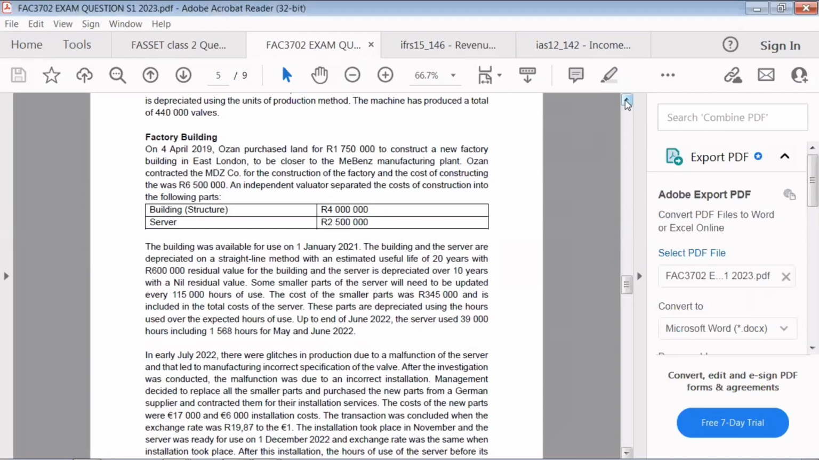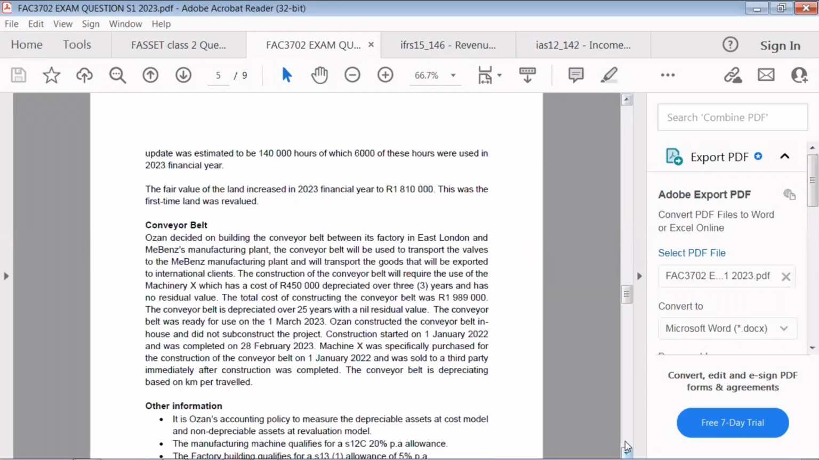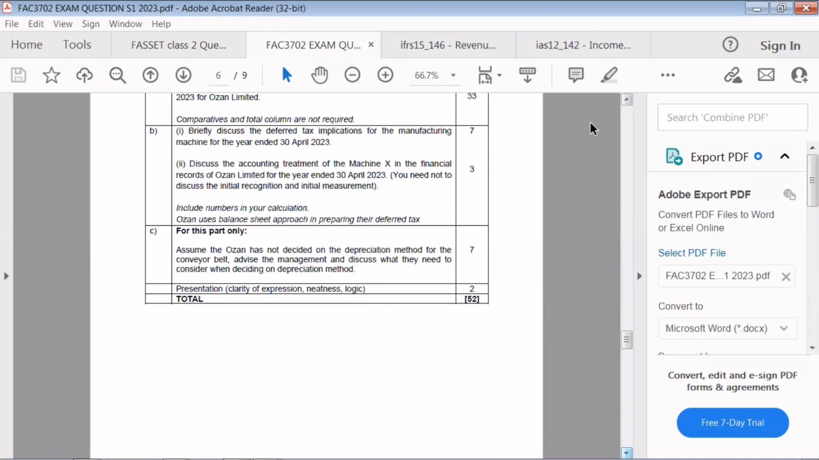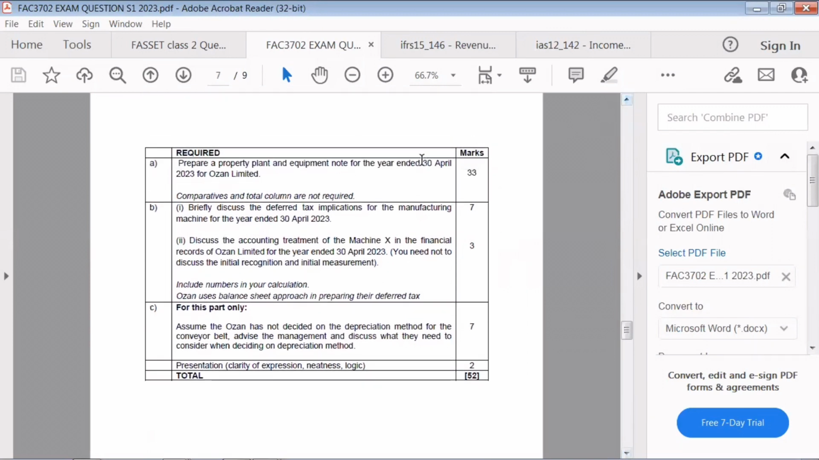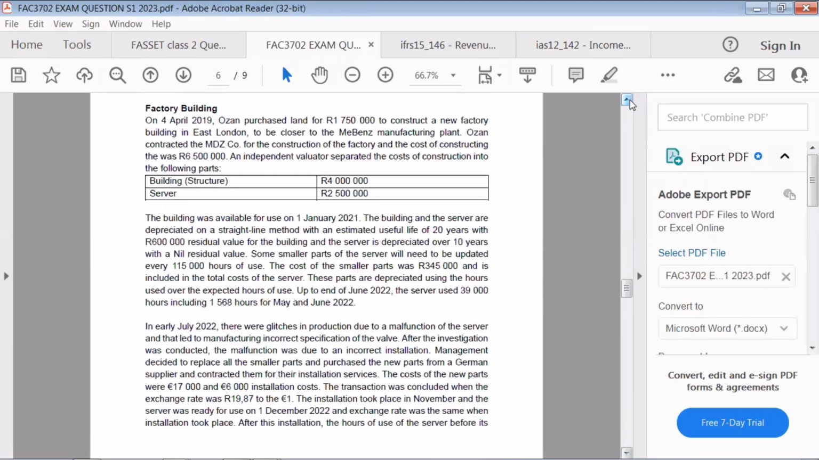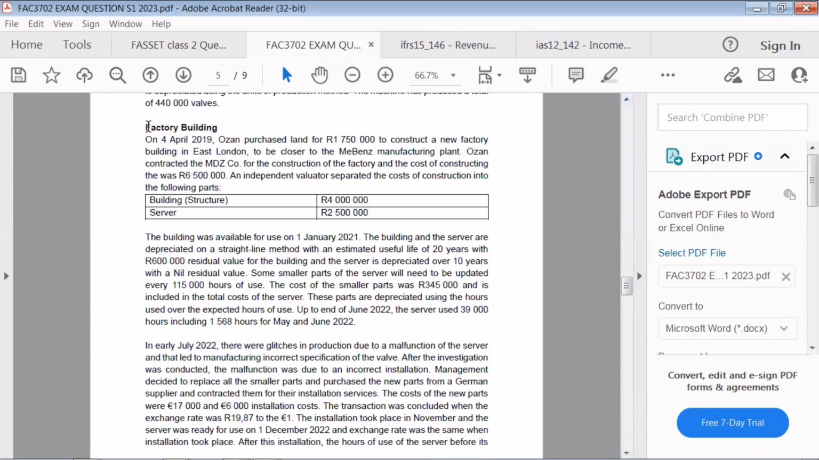Right. So we're going to start here. Obviously, the first thing that you need to determine in any question, people, very important, is the year end. You can't operate without the year end. There it is, 30 April 2023. Right. You've got that out of the way. Then we come to this one because the significant component is on the factory building.